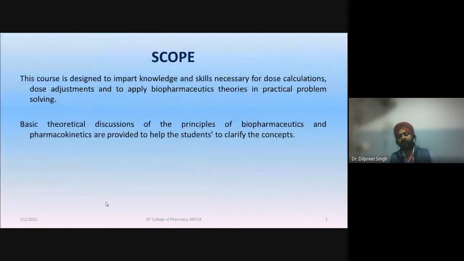So before starting the lecture, we have to first discuss the scope of the subject. The course is designed to impart the knowledge and skills that are necessary for dose calculation, dose adjustment, and to apply the various biopharmaceutics theories in various practical problems. We also cover theoretical discussions of the principles of biopharmaceutics and the pharmacokinetic parameters that will help students clarify concepts regarding the various metabolism pathways, elimination concepts, compartmental modeling, and nonlinear pharmacokinetics.